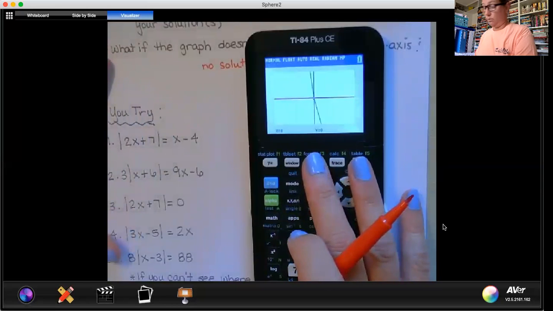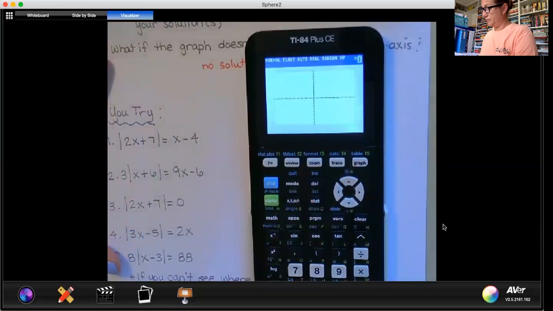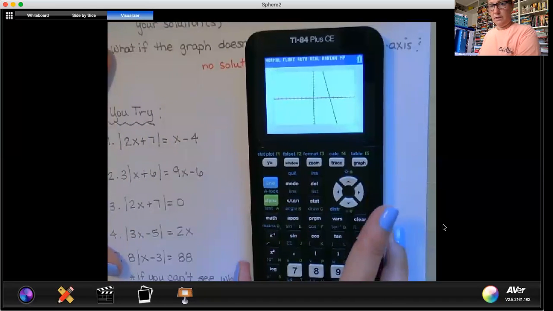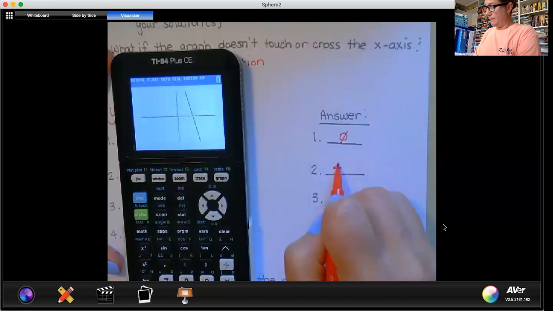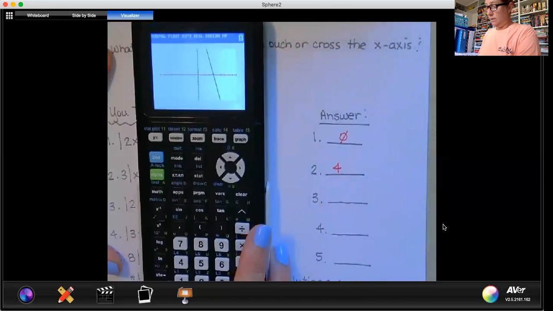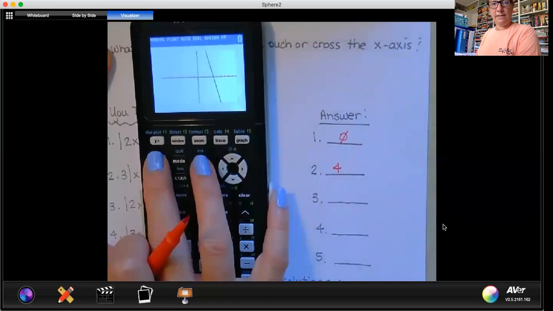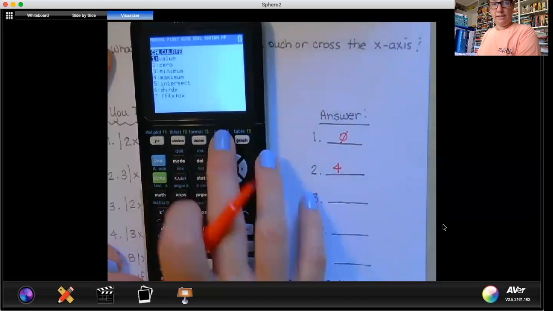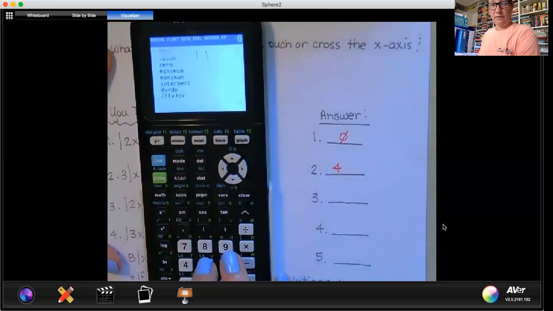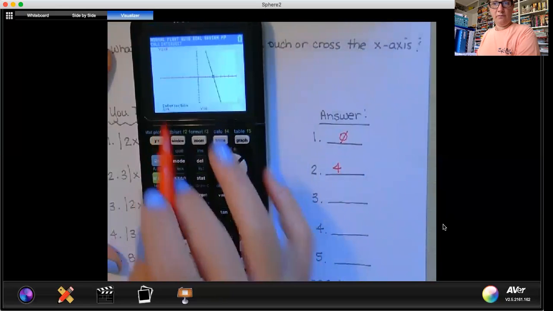So I'm going to go back to my normal screen, zoom 6, and look to see where it crosses my x-axis. Should be very clear. It crosses at 4. Now, I'm going to make sure. To make sure, you hit the following keys. Second, trace, 5, enter, enter, enter. It tells you right there you cross at 4.